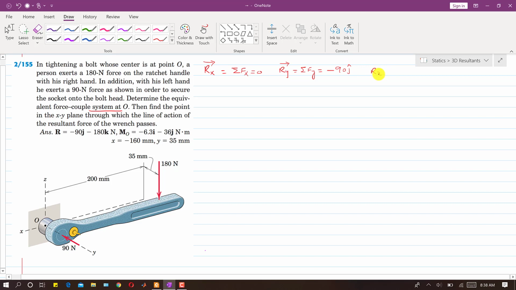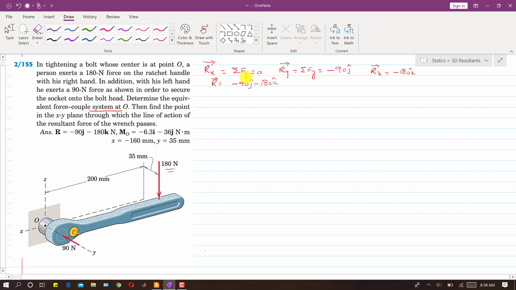And similarly, to find the Rz component of the resultant, we will add all forces in the z direction. So we have only this force, and it is in the negative z direction. So we will write minus 180k. Right, so if we represent the resultant vector, this will be that resultant vector. So the resultant vector is equal to minus 90j minus 180k, right?